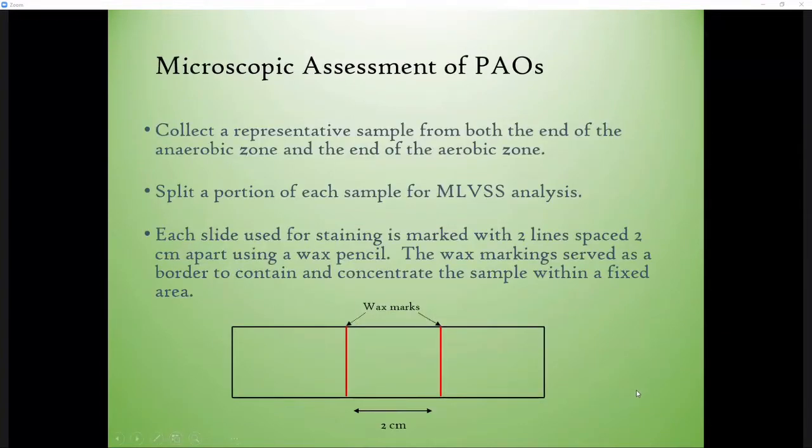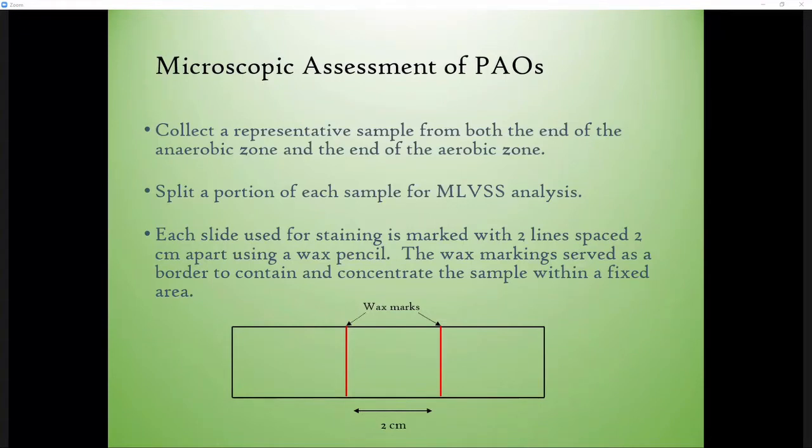So when I do a microscopic assessment, what I do is I collect a sample from the anaerobic zone and I collect a sample from the aerobic zone. And then I split the sample because I want to know the concentration of the sample that I'm actually looking at. And so then I take my slide and I mark my slide about 2 centimeters apart. Why 2 centimeters? I just pick 2 centimeters. But whatever you do, just keep it consistent.